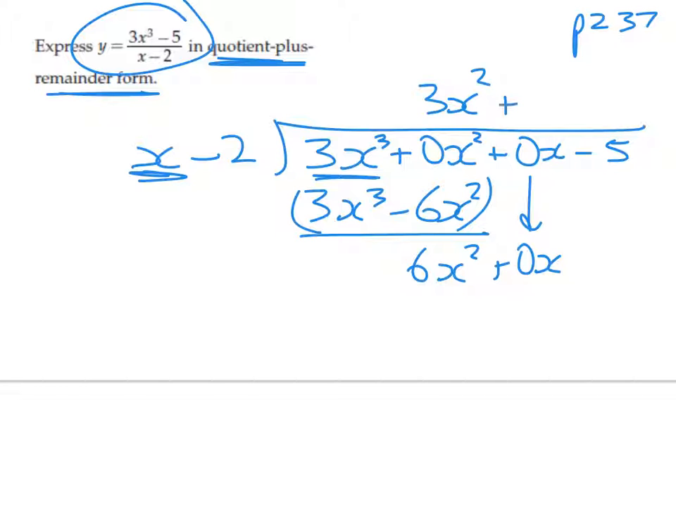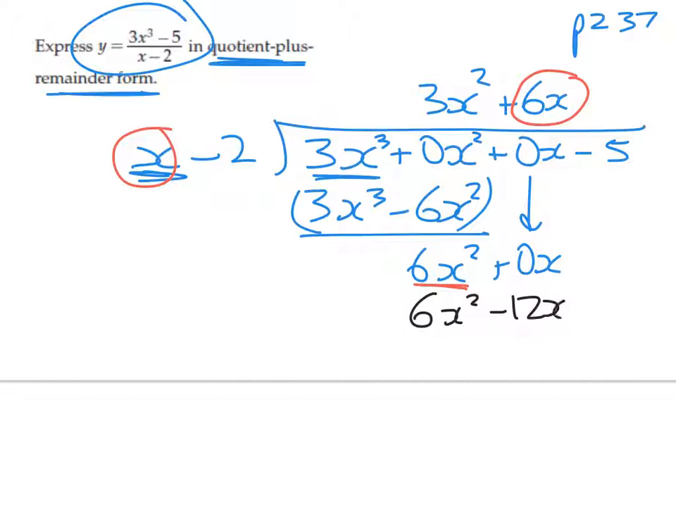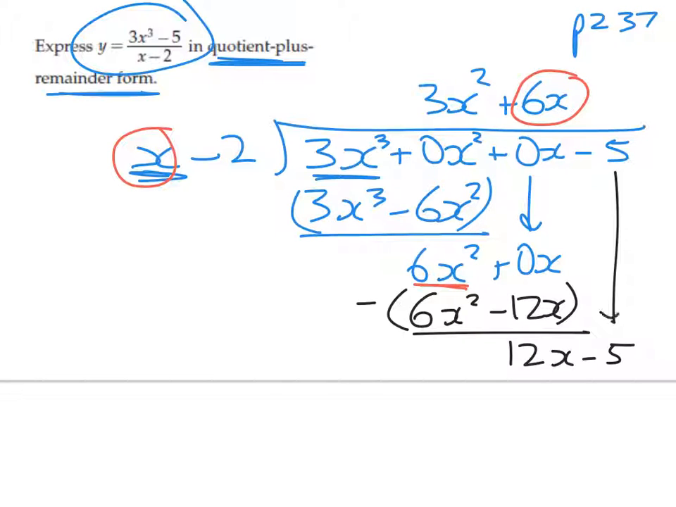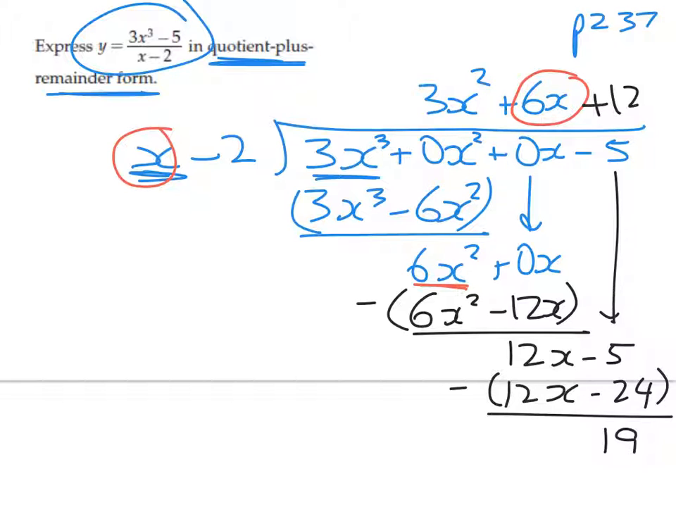Then we're going to go plus 6x because I'm saying what times x will give me that thing there. And that will give me 6x squared minus 12x. Subtract that, we get 12x. And here we get, bring down the 5. So x times what will give me 12x? Plus 12. Okay, so we get 12x minus 24. So we get a plus 19 here.